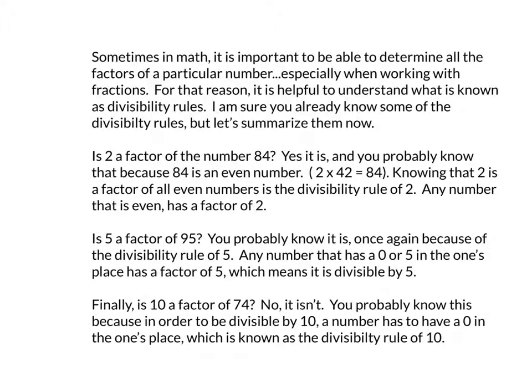Is 5 a factor of 95? You probably know it is. Once again, because of the divisibility rule of 5. Any number that has a 0 or 5 in the ones place has a factor of 5, which means it is divisible by 5. Finally, is 10 a factor of 74? No, it isn't. You probably know this because in order to be divisible by 10, a number has to have a 0 in the ones place, which is known as the divisibility rule of 10.